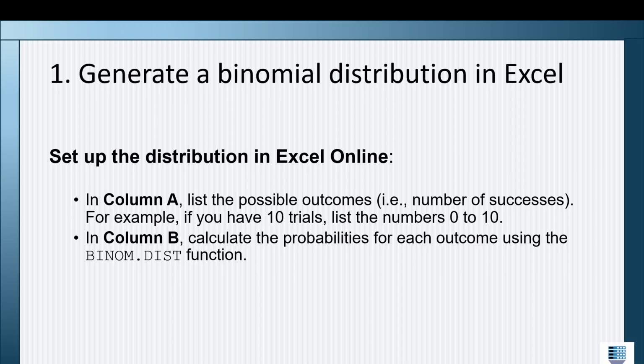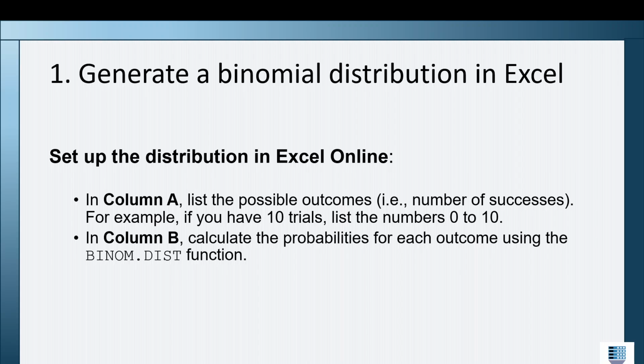To set up the distribution in Excel, you need two columns. Now, you don't actually need data to do this. What you need is a theoretical situation that meets the criteria of a binomial, having a discrete outcome, having a fixed number of trials, having no issues with dependent probability. And so we're generating this not based on data, but based on theoretical assumptions.